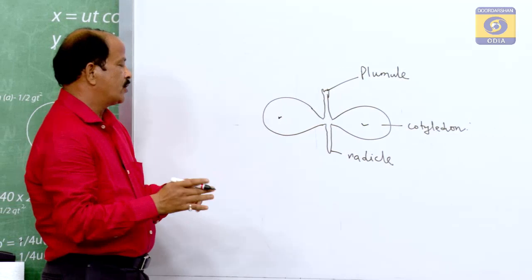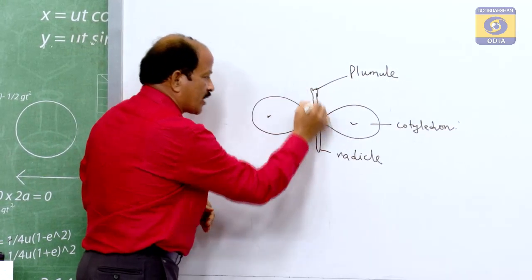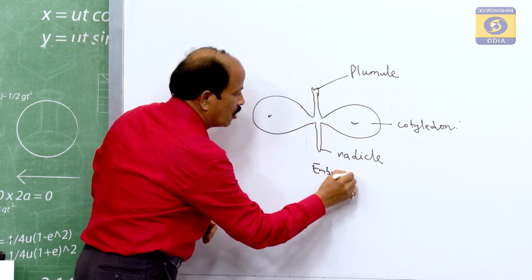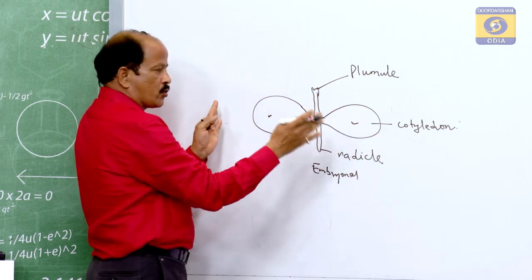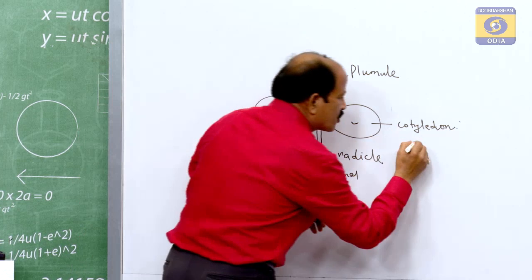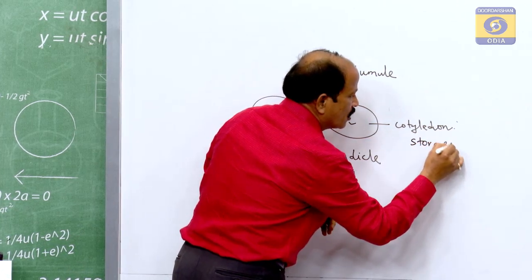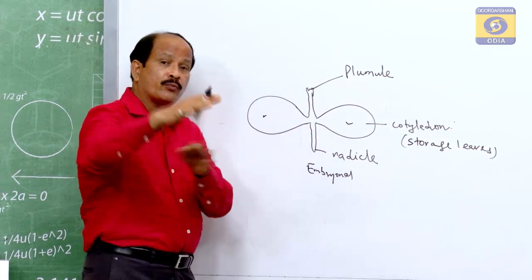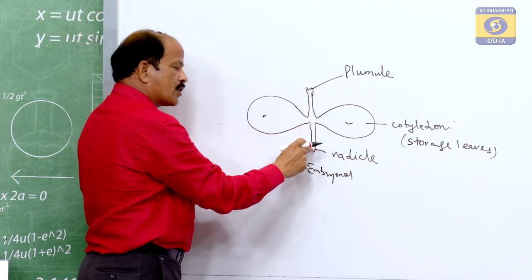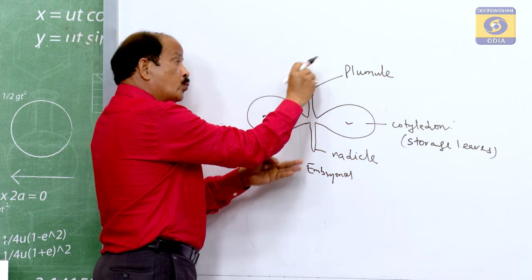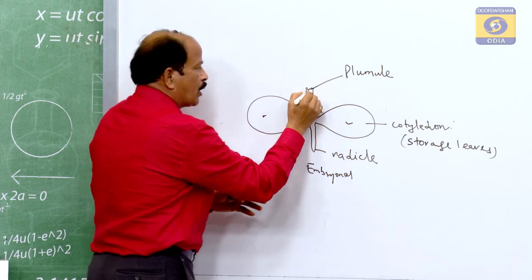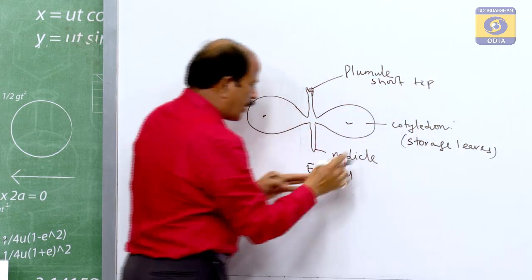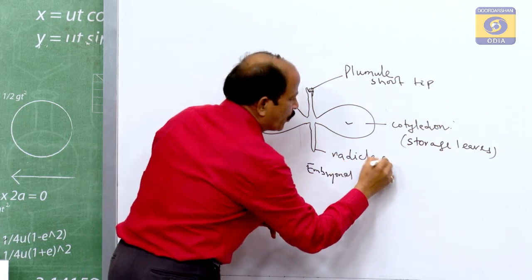So, a dicotyledonous seed has one embryonal axis. This is your embryonal axis, and to this embryonal axis there are two cotyledons attached, and these cotyledons are storage leaves. Their function is to provide nutrition to the embryo during germination. Now, this embryonal axis has two ends. At the top it has the plumule or the future shoot tip, and at the lower end it has the radicle or the root tip.